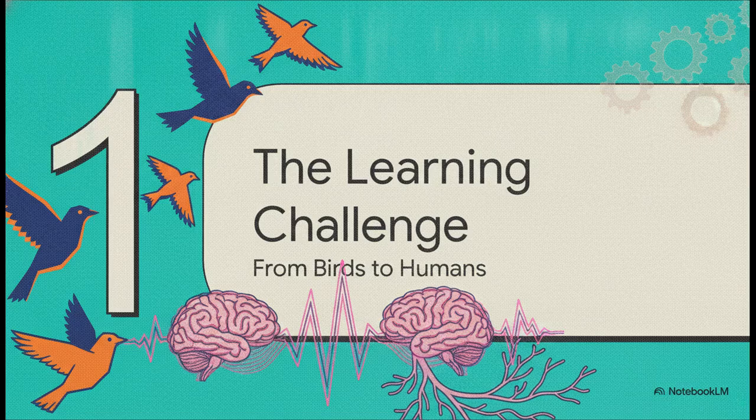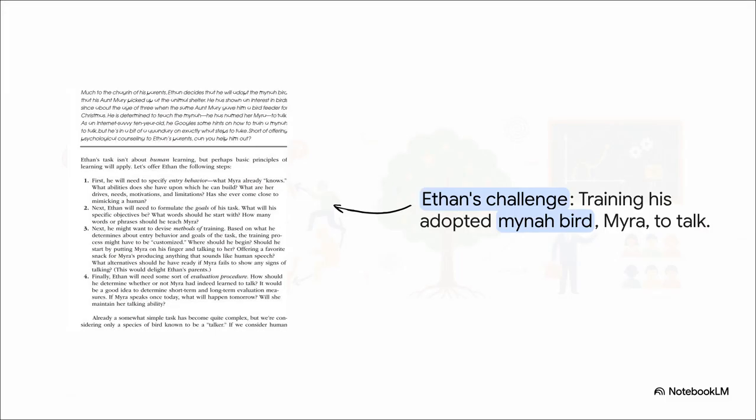Let's kick things off by looking at the absolute bare-bones steps needed to teach, well, pretty much anything. And to do this, we're going to look a little bit outside the human experience. To get our baseline, let's look at a kind of funny example from the source material. Picture a 10-year-old kid named Ethan, right? And he's trying to teach his adopted mynah bird, Myra, how to talk. So, barring sending Ethan's parents to therapy, how do we actually help him tackle this systematically?